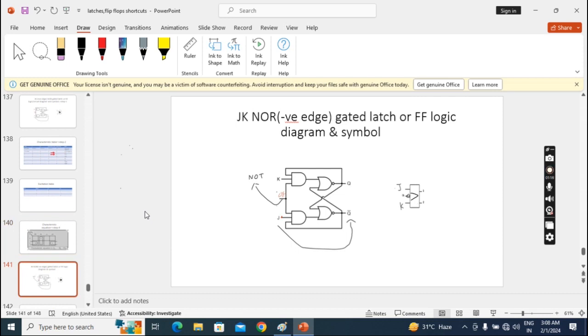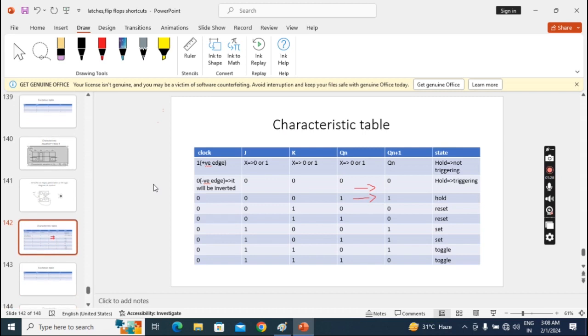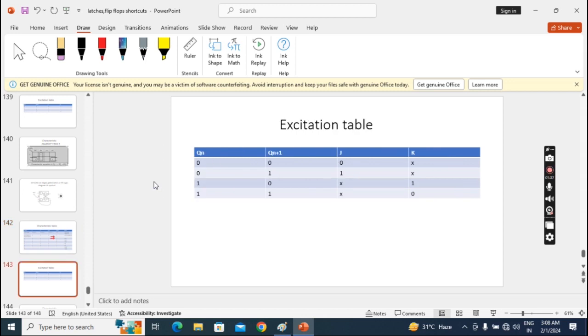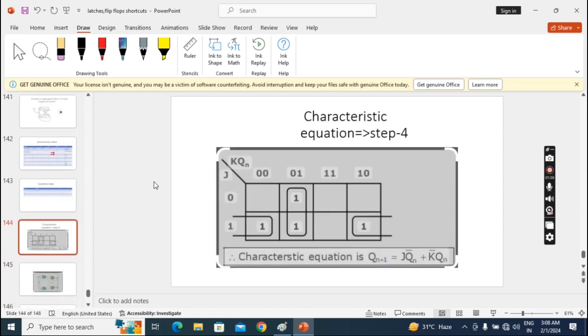Now with the negative edge, NOR latch part. So here a circle and triangle will come, and here a NOT gate will come. So this is the same as the latch, just that is working with levels, this is with edges. The excitation table and characteristic equation are also the same.